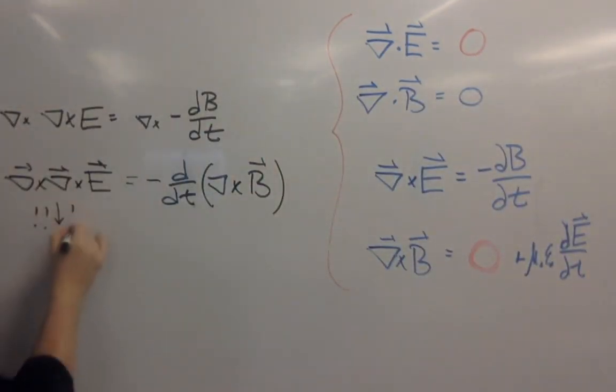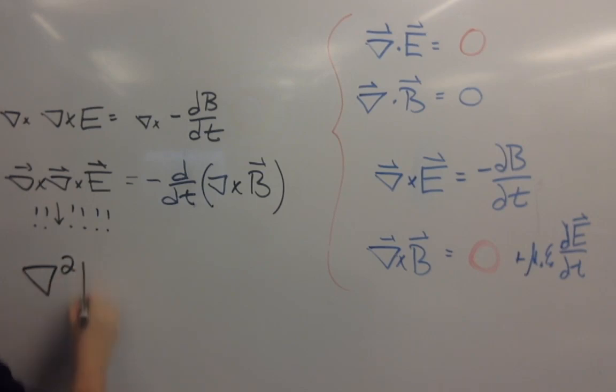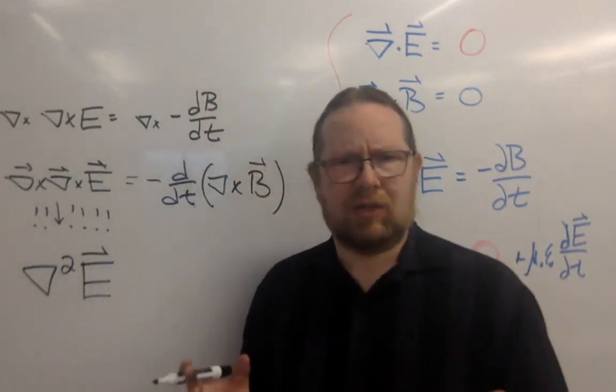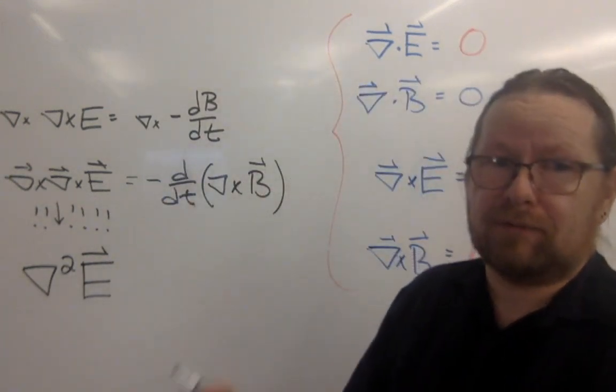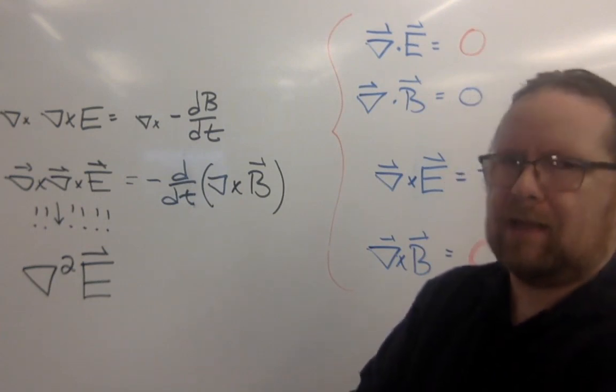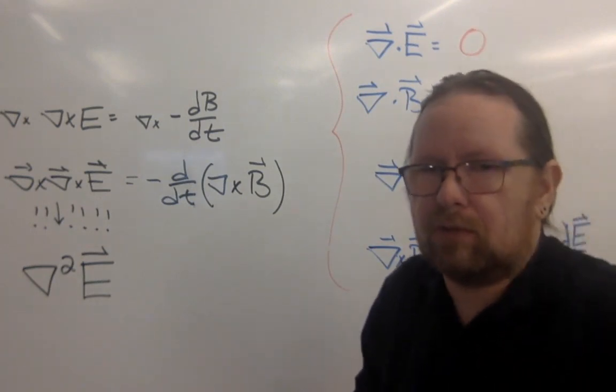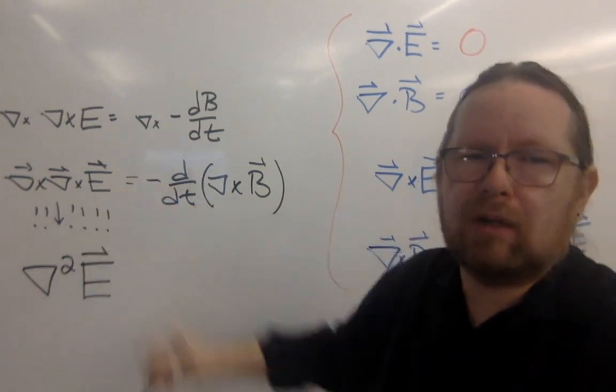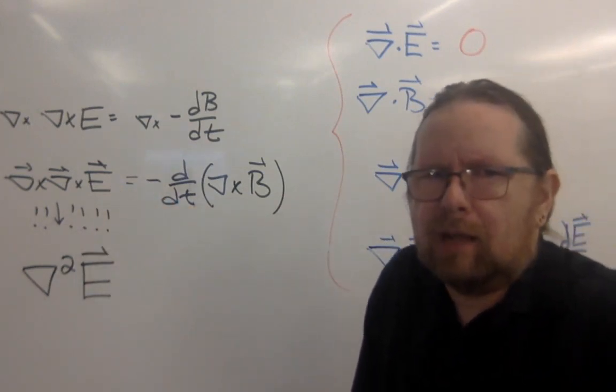Through some magic of vector calculus, I'm going to rewrite the curl of the curl as triangle squared. Just think of that as a three-dimensional second derivative, and don't worry for now about what that means. Like I said, if you take a junior level advanced electromagnetism course, you'll see the math in between here, and you'll understand what that operator means.